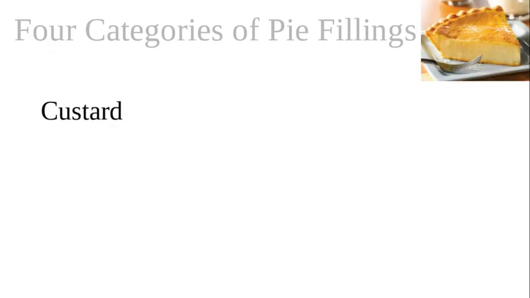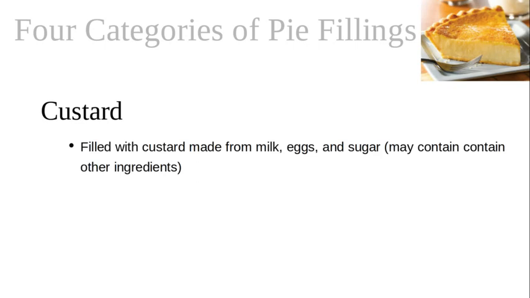So then we have custard pie. A custard is really anything that has a heavy emphasis on eggs. At room temperature, eggs are going to be in a liquid state. When you start to apply heat to eggs, they go through a process called coagulation, and that's where they start to thicken. That's how eggs can act as a thickener and as a binder, which we know that they do.